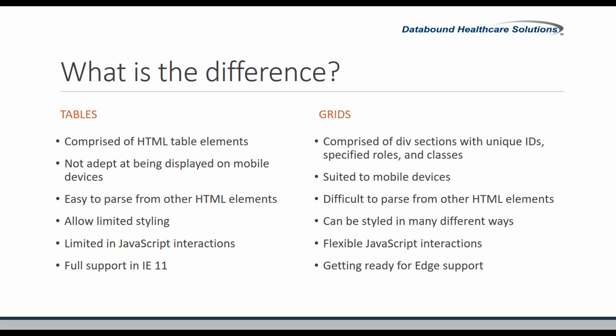Being that tables are really unique, they're easy to separate out, and with a grid, like we said before, they're a collection of divs all put together, so they're a little bit difficult to navigate. So there's a little bit of difference there, and some other things as well. And as I mentioned before, the Edge support is one of the big things that's driving all this as far as the UI goes.